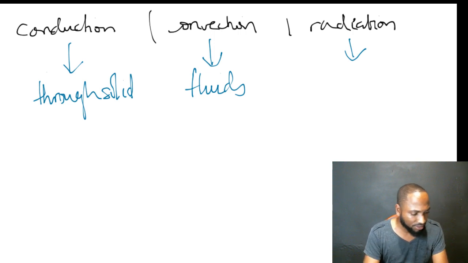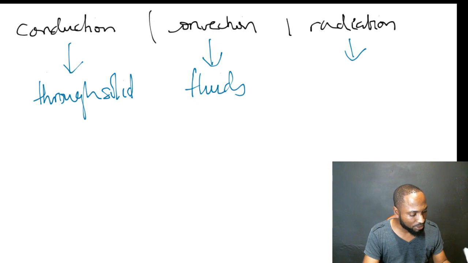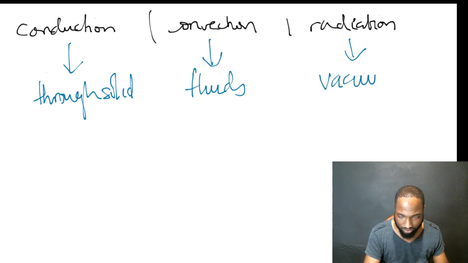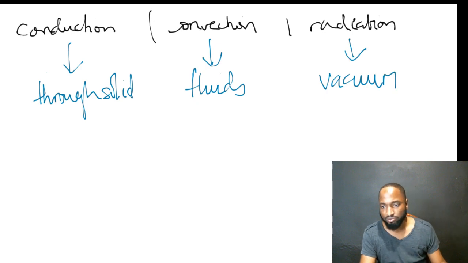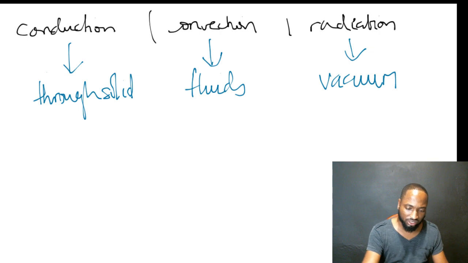Alright, so radiation. Radiation can happen in a vacuum. You don't need a medium, right? So convection happens through convection currents. Conduction happens through the solid, and you need to know what kind of transfer is occurring.